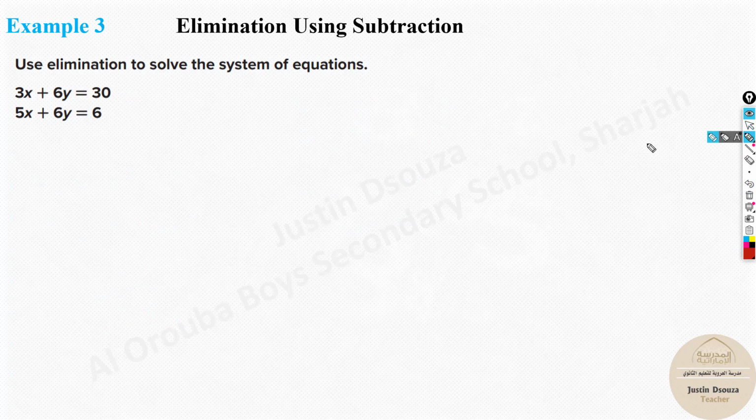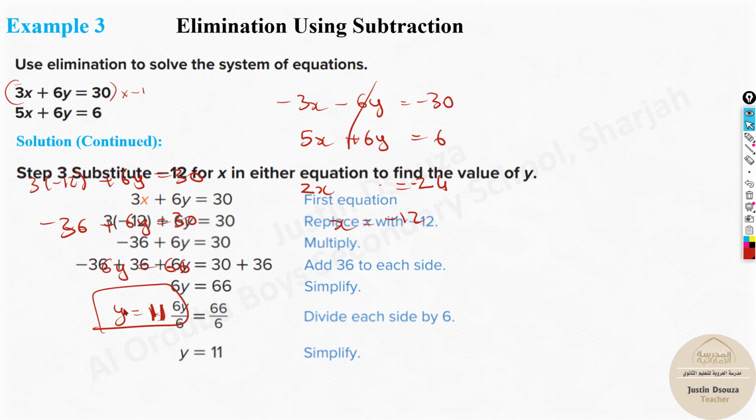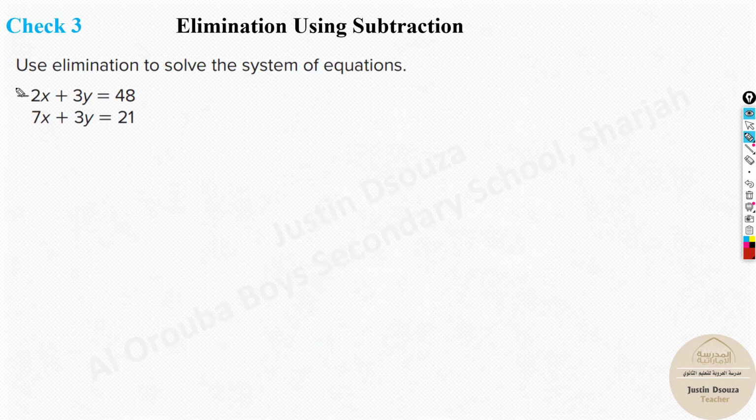Now anyways, we're just looking at the answer here. The answer was minus 12 and we got positive 11. So minus 12 and 11, when you're writing it as a solution, you can just write it as minus 12 comma 11 like this. Please do try to solve this check problem by yourselves.